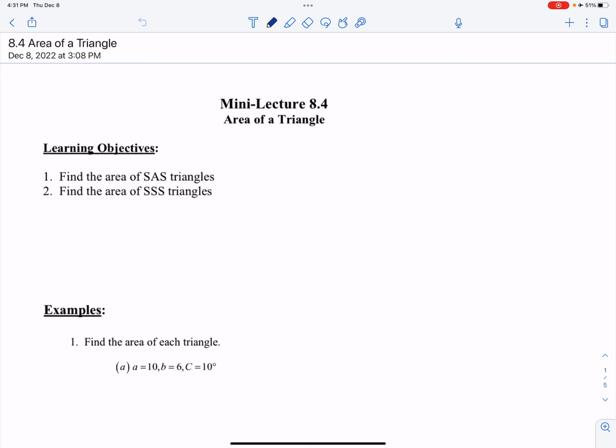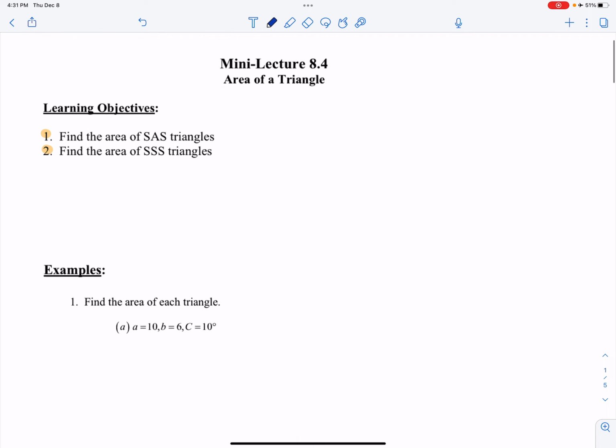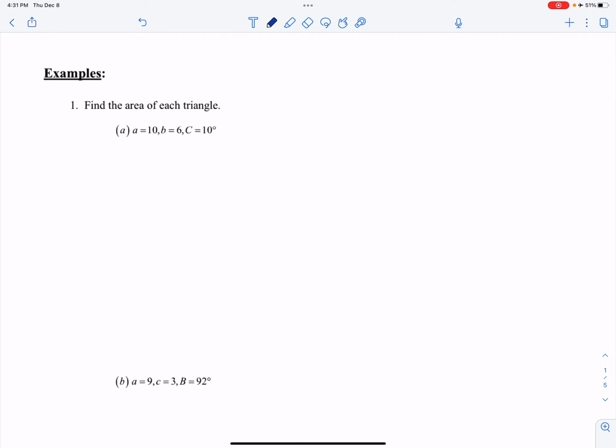Welcome to 8.4, area of a triangle. Our objectives are to find the area of a side angle side triangle and find the area of a side side side triangle. And then at the end, we have some tie-ins of finding area back to the circle, since we started our journey on the unit circle, and we're going to tie in triangles and circles together at the end. So let's start with finding the area of these triangles.